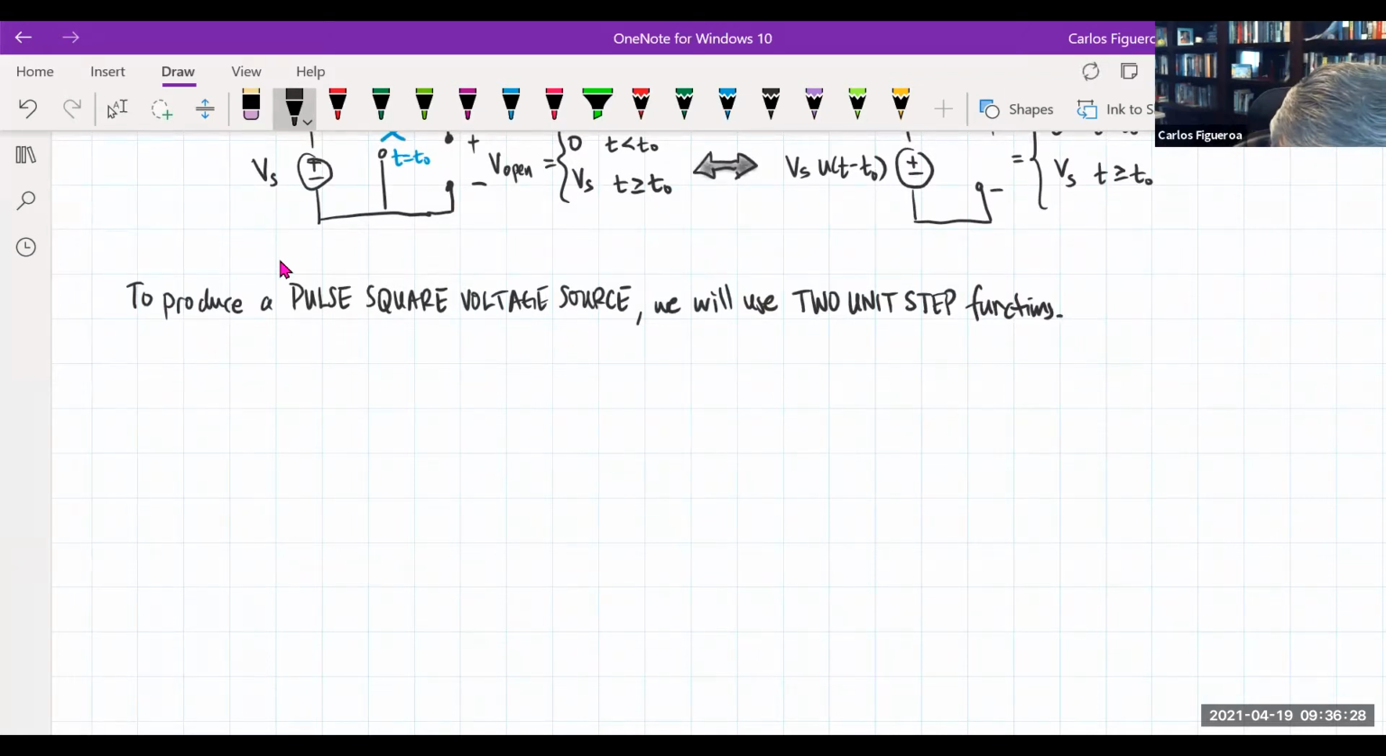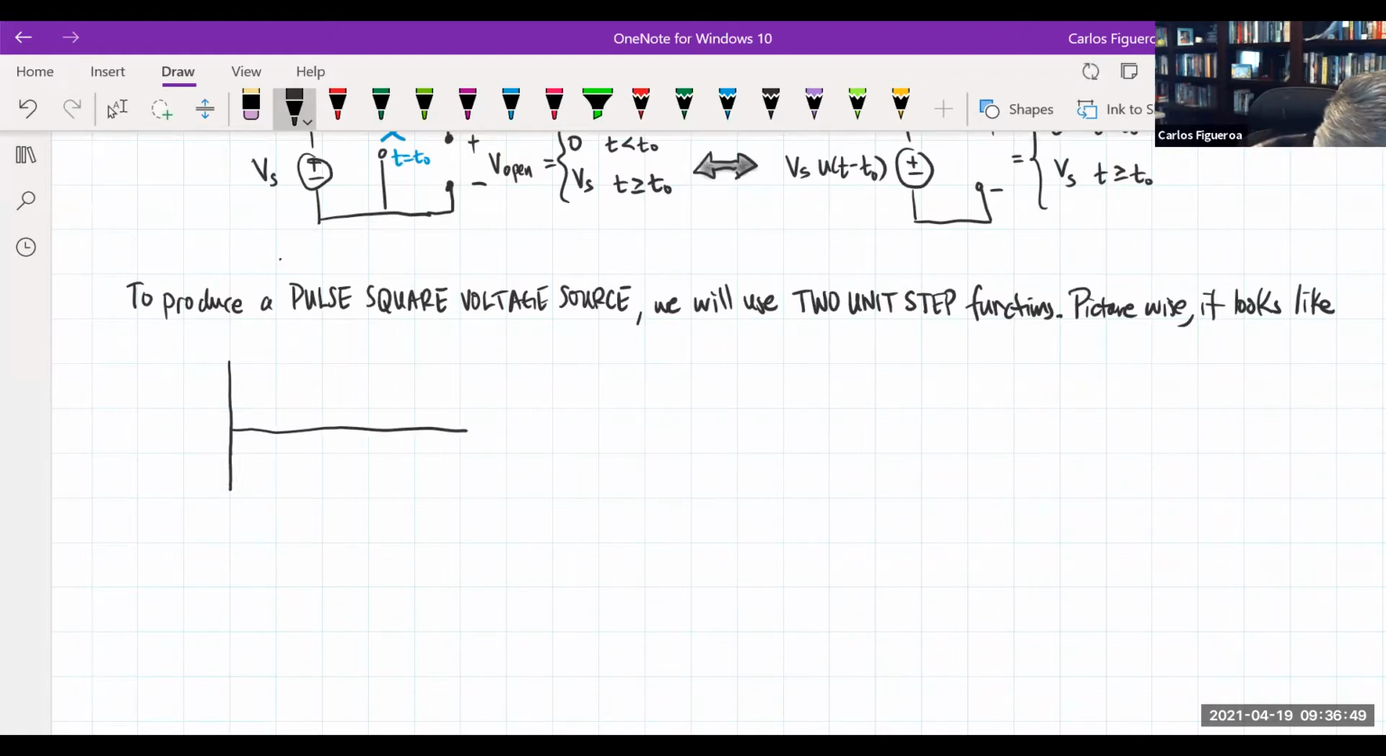Picture-wise, what does it look like? It looks like this. So if I have a source, and you could imagine that it looks like this guy right here. And what I'm going to do here is that I'm going to say that this guy right here is going to produce a positive source. And then I have another guy down here that's going to produce a negative source. So I have 2 different sources.